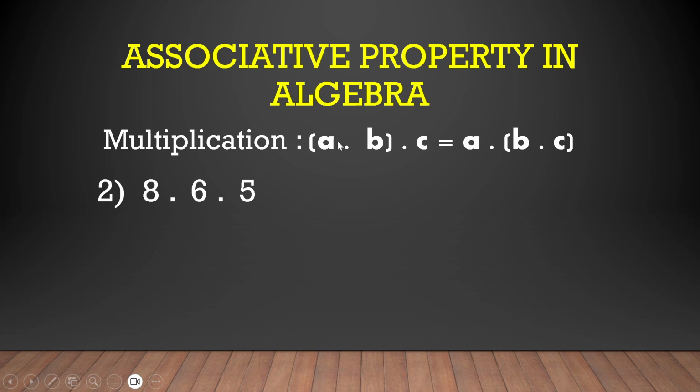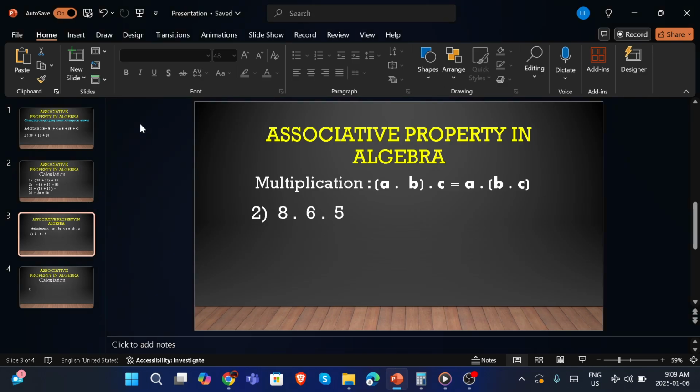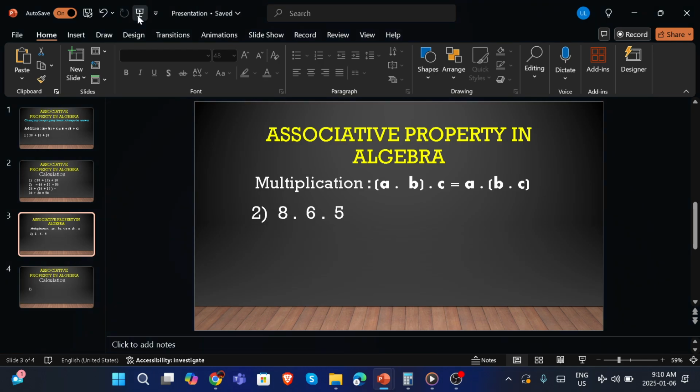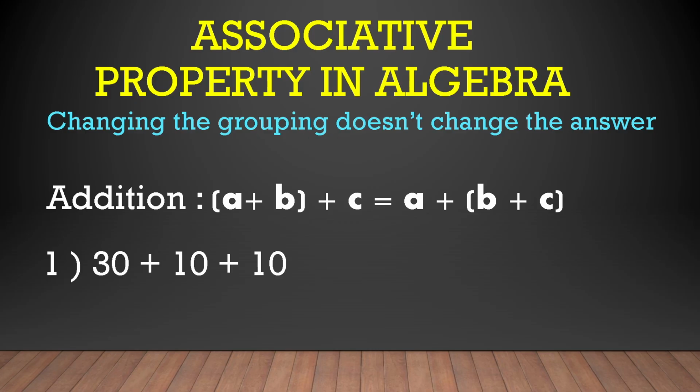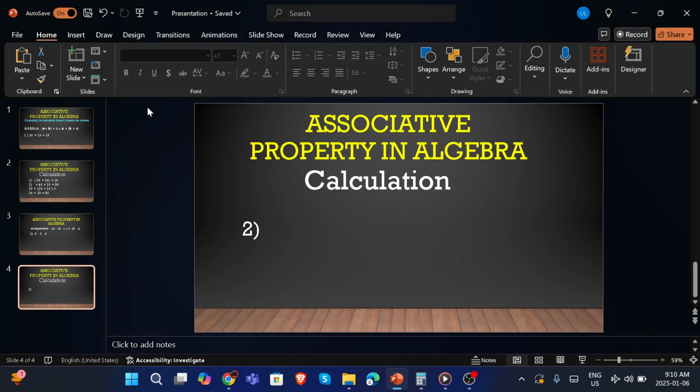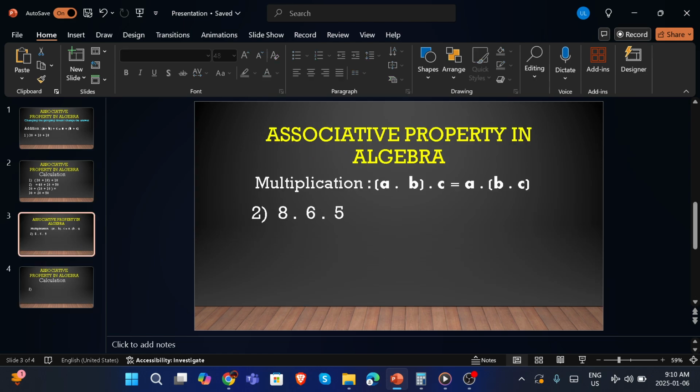Multiplication is a times b times c equals a times b times c. This is basically the same thing as the addition, but the math symbol literally just changed. So for example, let's just use this problem and solve it. All right, guys. To make it easy to understand, 8 times 6 times 5.